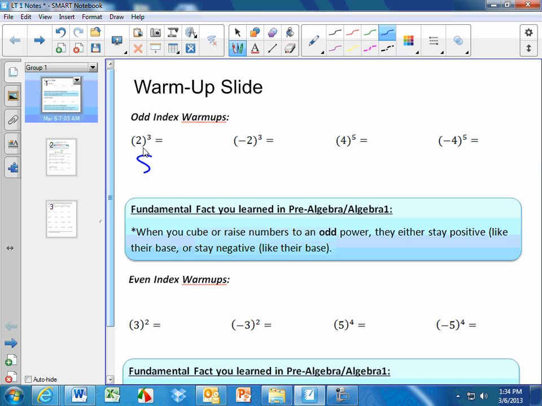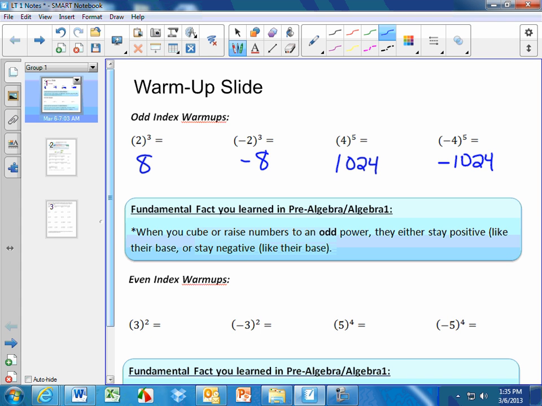What is negative 2 cubed? Careful, look on the reference sheet. It's negative 8. And again, it's just negative 2 times negative 2 times negative 2. What about 4 to the 5th? On your reference sheet? Careful, 4 to the 5th power. 1,024. And then what about negative 4 to the 5th? Negative 1,024. Exactly, negative 1,024.